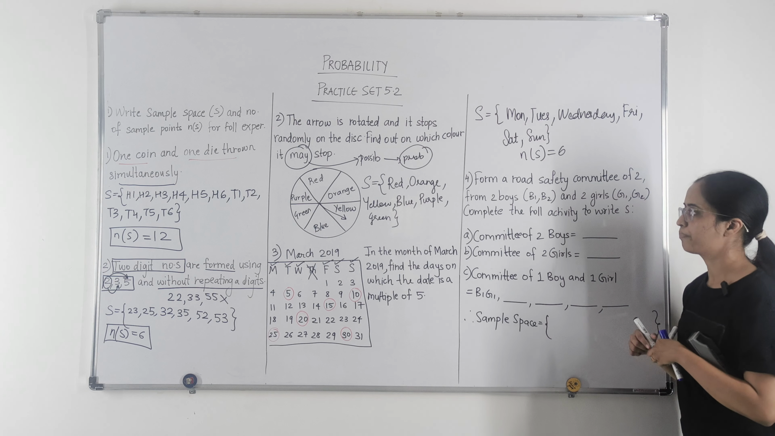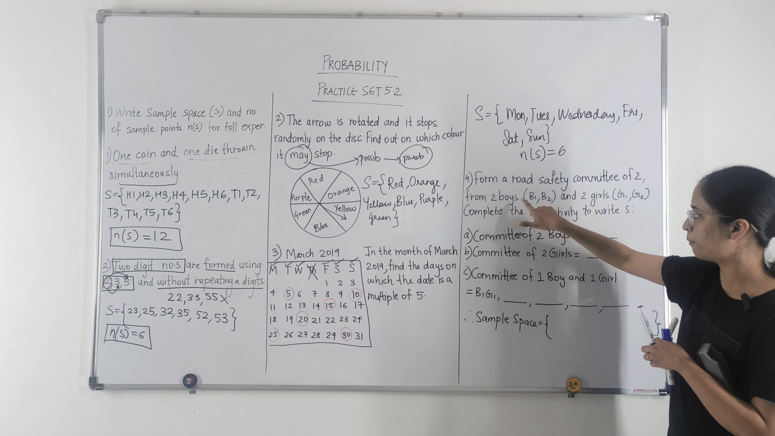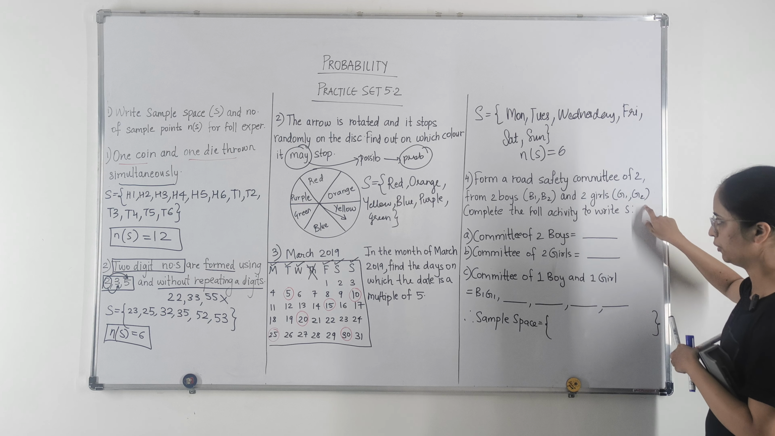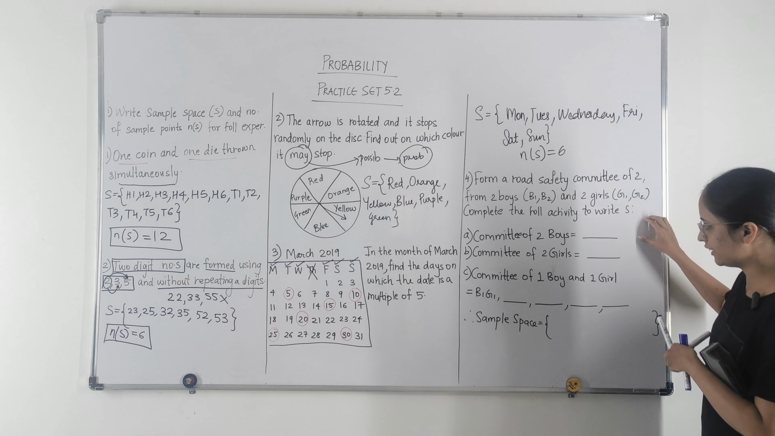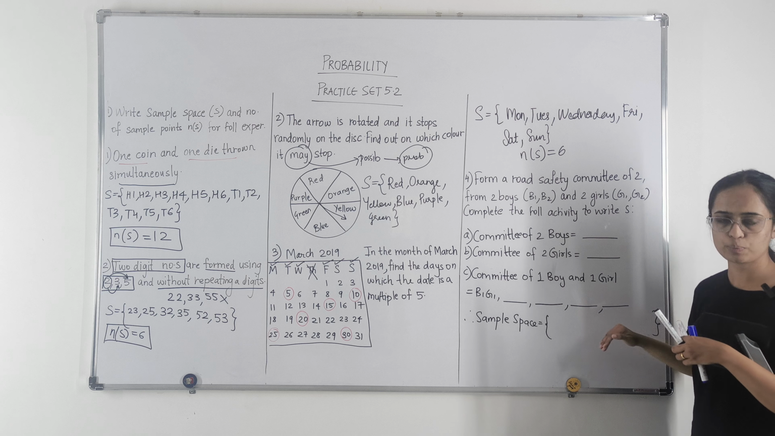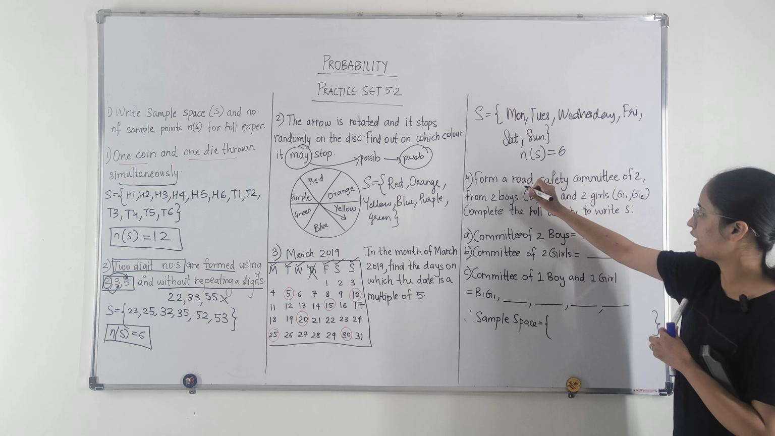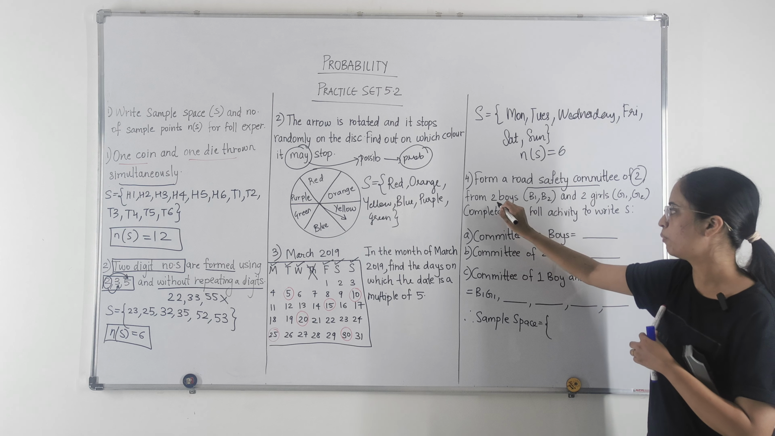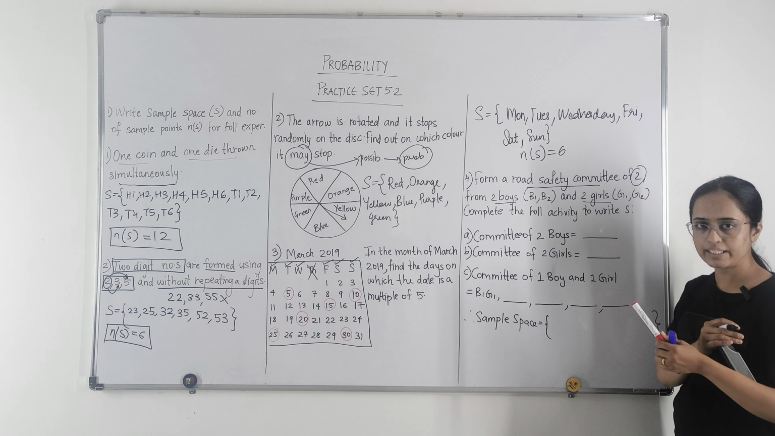Now the last question. Form a road safety committee of 2 from 2 boys, which are denoted by B1 and B2, and 2 girls, G1 and G2. Complete the following activity to write the sample space. So basically this is just an exercise to let you understand how to reach the actual sample space in complicated events. Here you are supposed to form a road safety committee with 2 members, and those 2 members are chosen from a group of 2 boys and 2 girls. Finally we are going to get the sample space, but for that a process is followed.